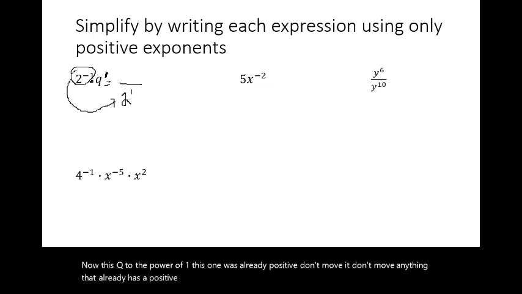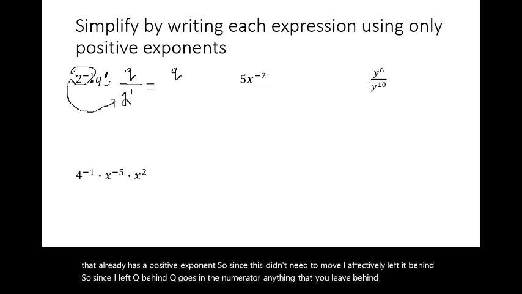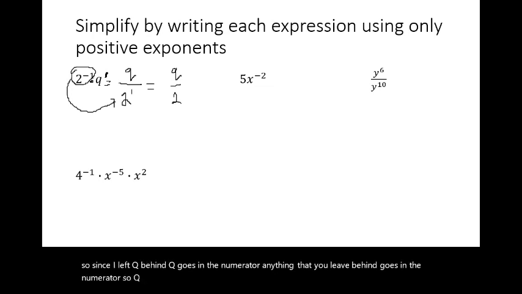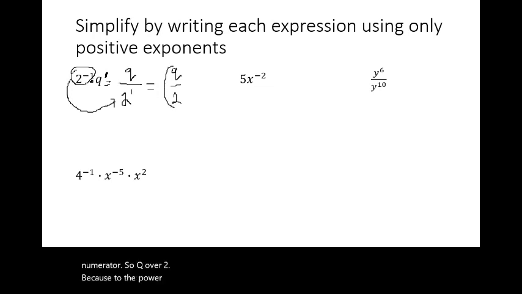So since this didn't need to move, I effectively left it behind. So since I left q behind, q goes in the numerator. Anything that you leave behind goes in the numerator. So q over 2, because 2 to the power of 1 is itself, is going to be your final answer here.